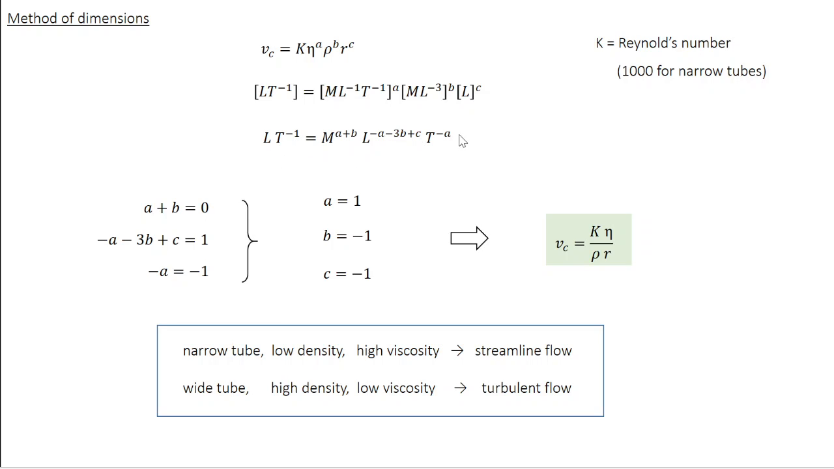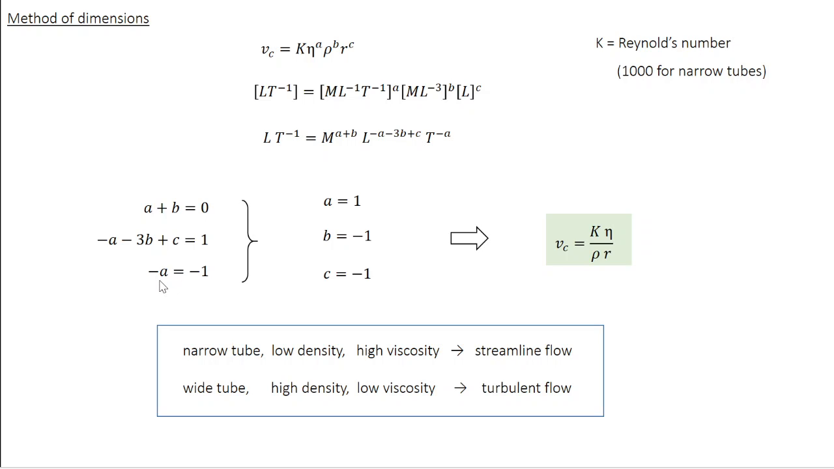Now I am going to compare the powers on either side. First let's compare the powers of M. On left hand side there is no M term, which means this is M to the power 0. M to the power 0 equal to 1, right? So on the left side the power is 0, on the right side the power is a plus b. So I can write a plus b equal to 0. This is the first equation. Second, compare the powers of L. On the left hand side I have 1, on the right hand side I have minus a minus 3b plus c. This is the second equation. And third equation, minus a equal to minus 1, which is the powers of T. I have three equations, three unknowns. I can solve it straightforward.